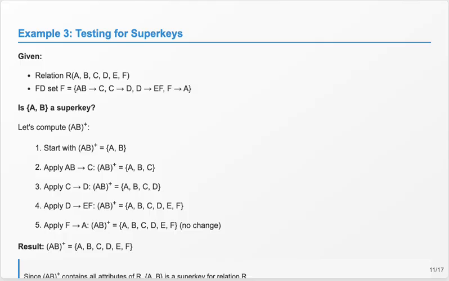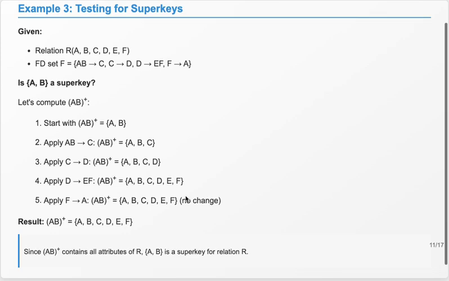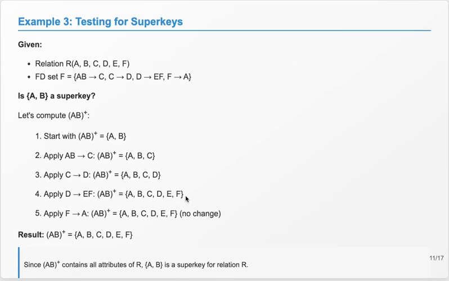Now we can consider a slightly more complex case where we need to check whether the combination of A, B is a superkey. So what are the steps that should be done? If you want to check whether a combination of attributes is a superkey, we need to compute the closure of these attributes. And then we need to see whether the closure includes all of the attributes in the original relation R. And in this case, let's just start with AB.